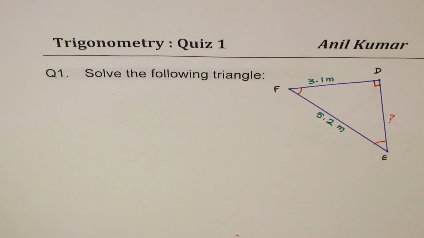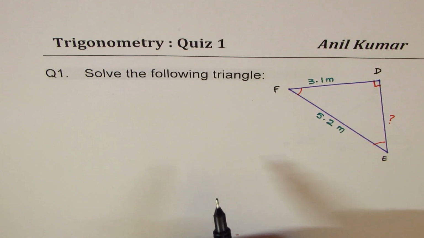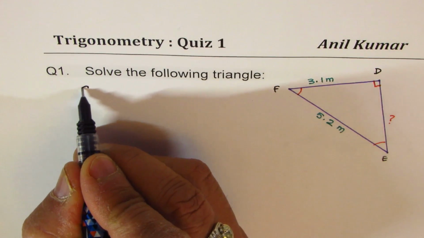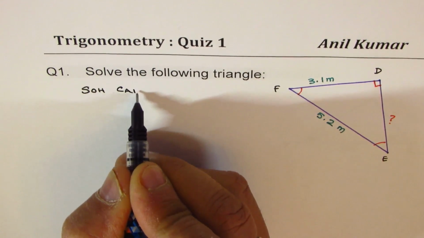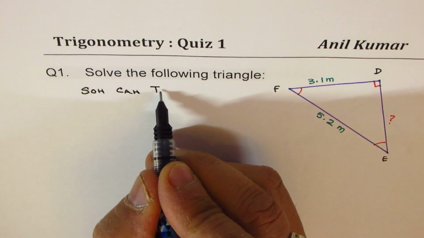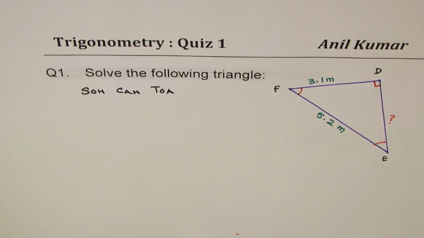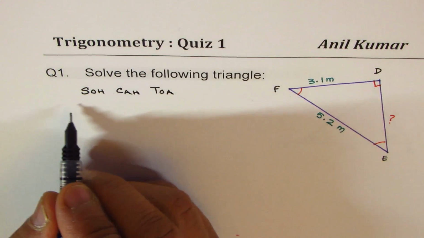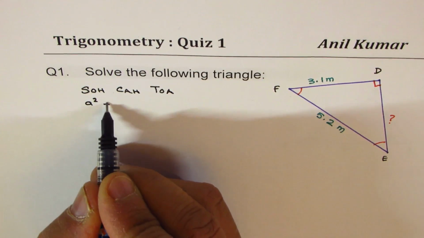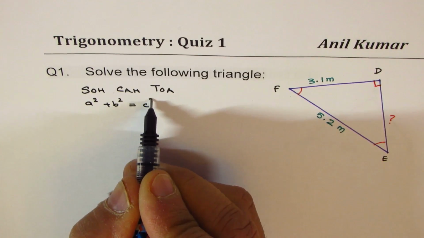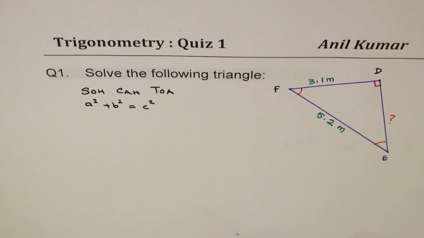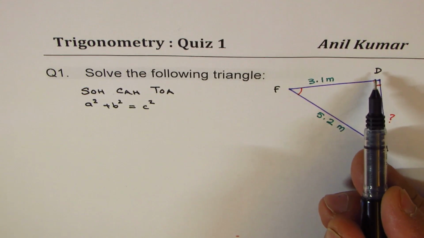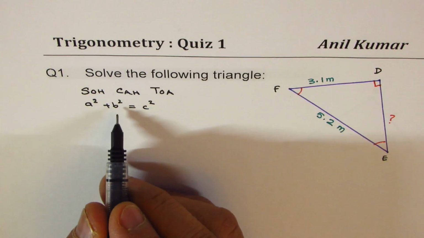Now since this is a right triangle, we can use SOHCAHTOA. Sine is opposite over hypotenuse, cosine is adjacent over hypotenuse, and tan is opposite over adjacent to solve. We can also use Pythagorean theorem, that is a square plus b square equals c square, where c is the hypotenuse, right? So you can use any of these techniques to solve this particular triangle.